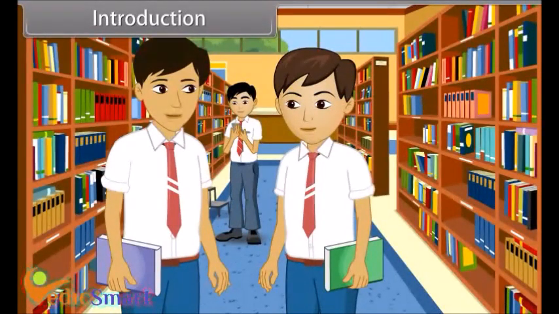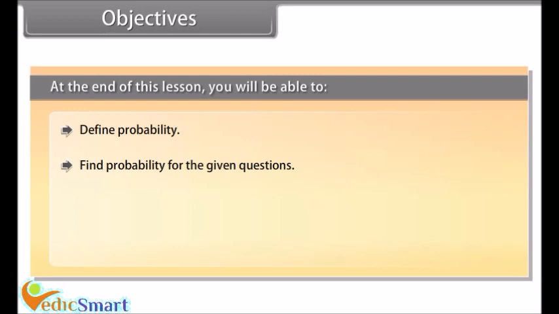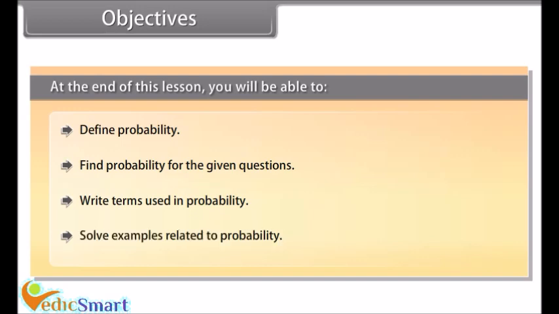It means chance. Come, I'll explain more about probability. Objectives. At the end of this lesson, you will be able to define probability, find probability for the given questions, write terms used in probability, and solve examples related to probability.